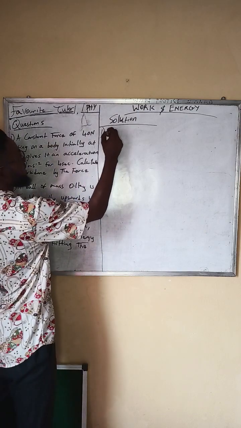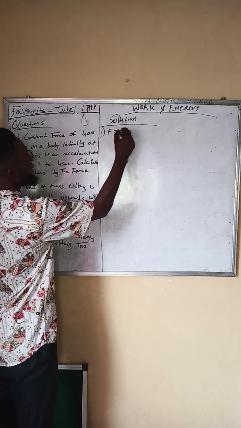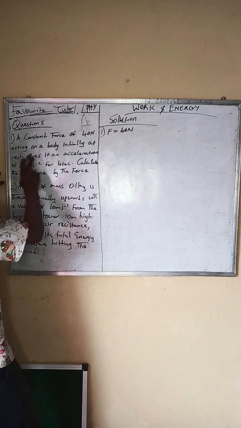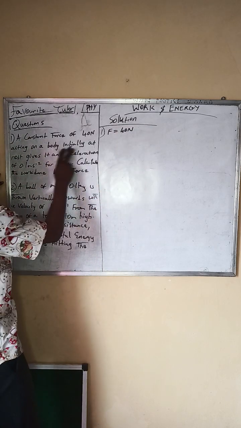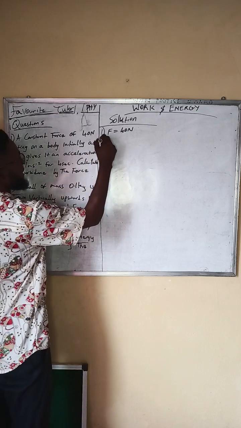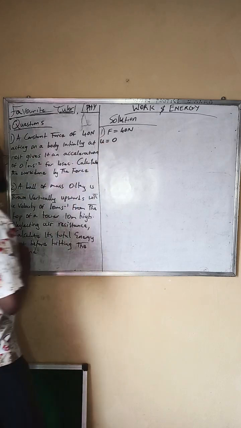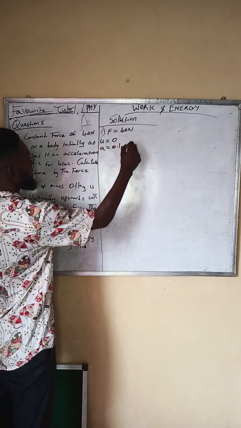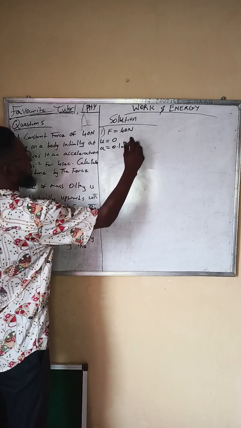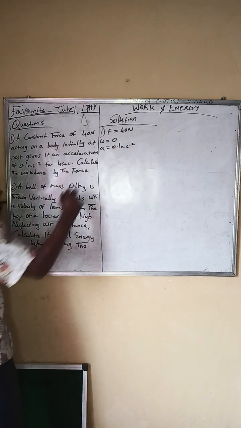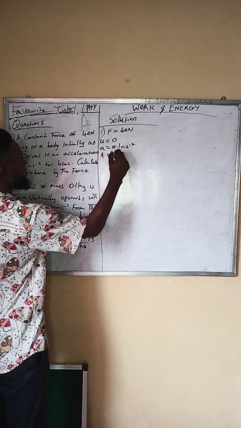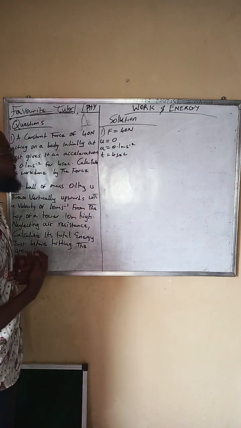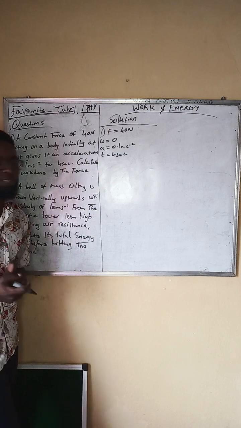It has a force. So the force is equal to 40 Newton, acting on the body initially at rest. Acceleration is 0.1 meter per second square, while the time is 4 seconds. Calculate the work done by the force.